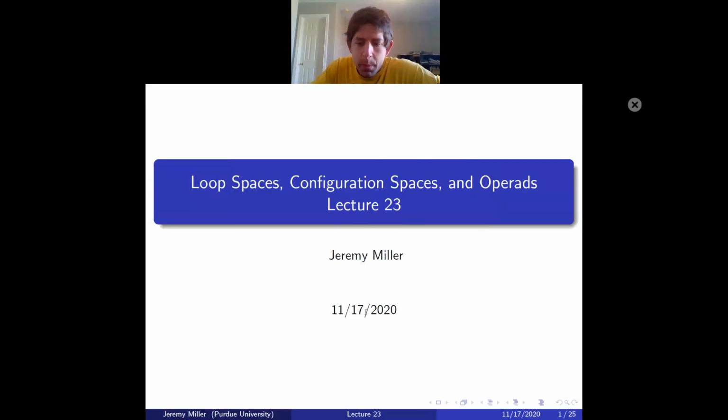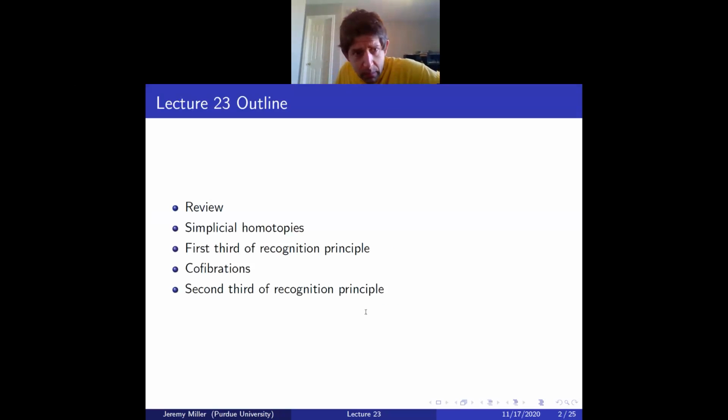So today we're gonna continue the proof of the recognition principle. We'll finish that on Thursday. So we'll review what the recognition principle says, and then I'll define simplicial homotopies, and that will let us do the first third of the recognition principle. There are 3 steps in the proof, and then we'll talk about cofibrations and proper simplicial spaces, and that will let us do the second third, and then the last third we'll do on Thursday.